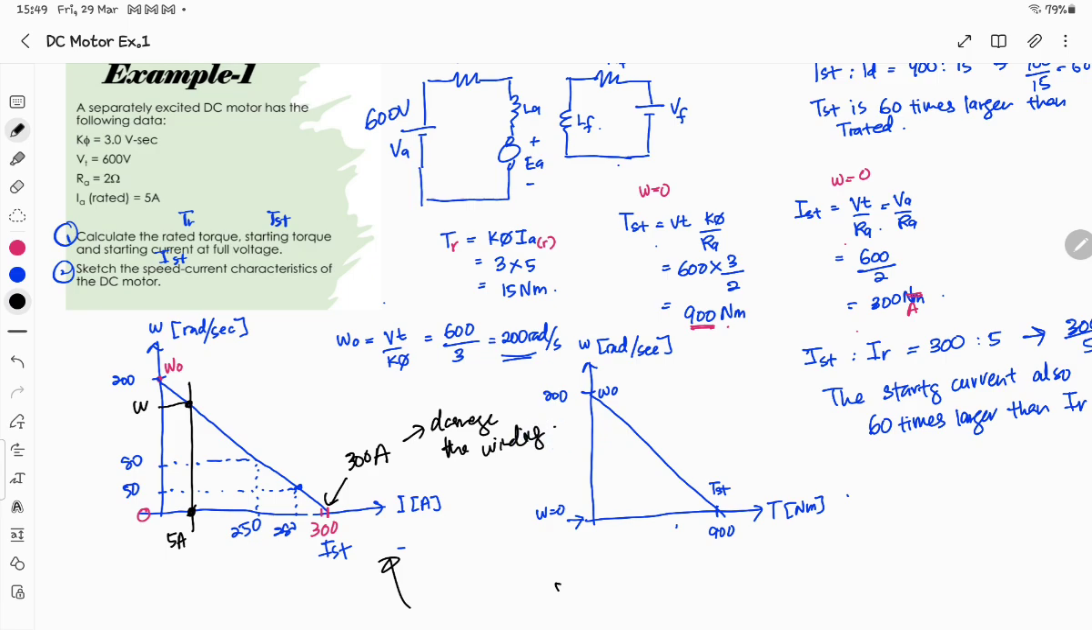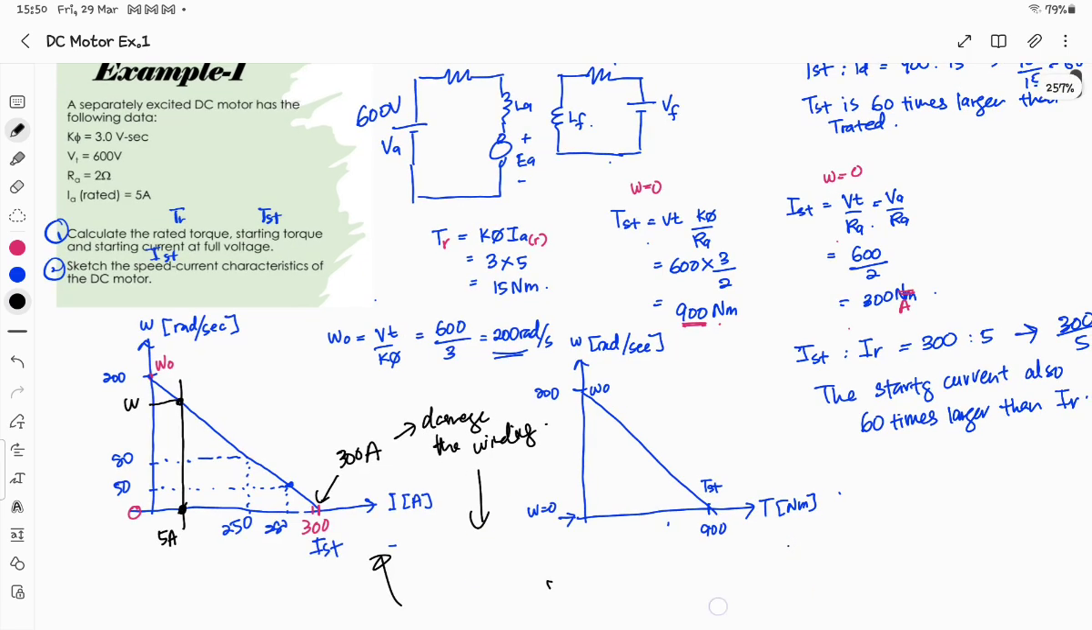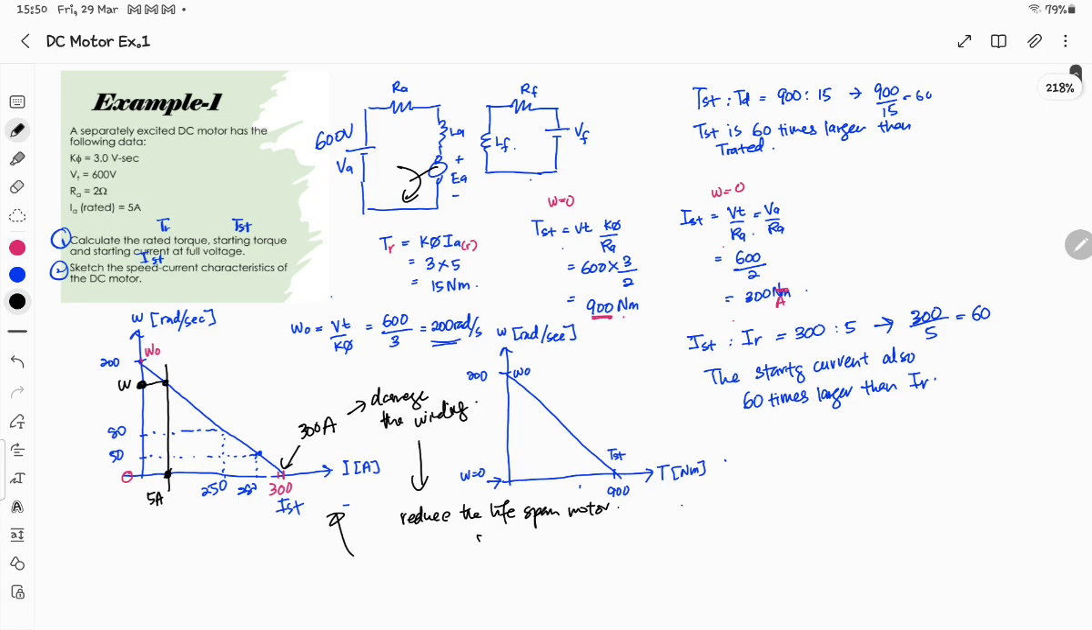How? By heating. High current means heat, okay, and it will damage the winding, and thus it will reduce the lifespan of your motor. So we don't want this to happen. So once you start the motor, you need to make sure that the rotor starts to rotate and spin until it reaches the dedicated speed of that particular motor. Okay, so that's all for example 1.